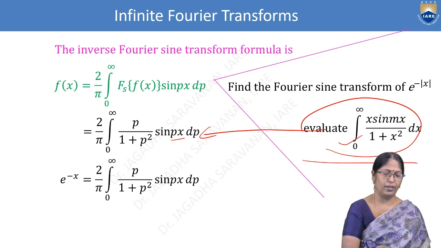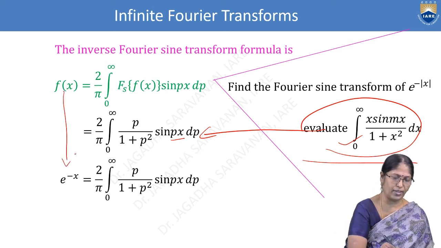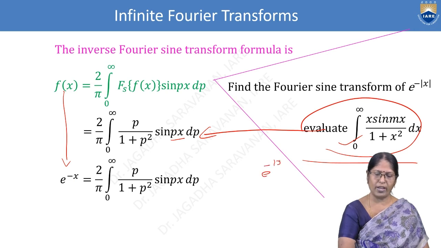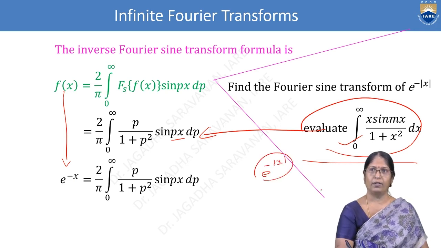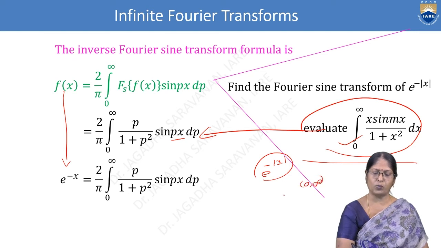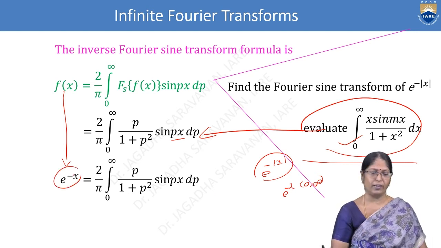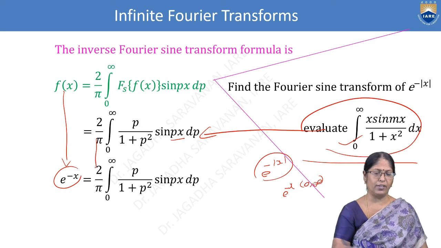So now our f of x is e power minus x, because e power minus mod x is our question. But as we discussed, for 0 to infinity the mod x is just x. So e power minus x. Our f of x is e power minus x. This is written as it is, and the remaining all as it is.